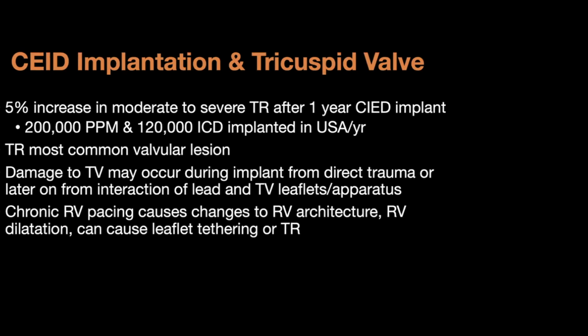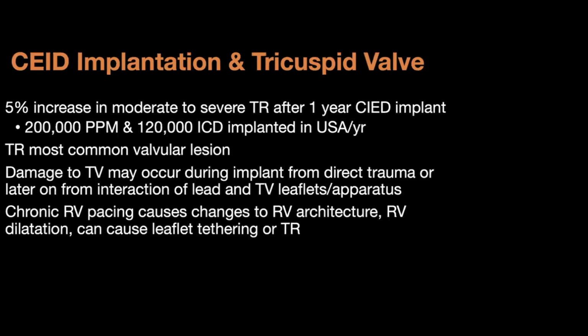So just to get into cardiac implant devices and the tricuspid valve. It's a 5% increase. So basically, for the number of pacemakers and ICDs that go in in the U.S., in the hundreds of thousands, we're seeing about a 5% increase in moderate to severe TR after 1 year of implant. For this number of devices, it's a very large number of patients. Besides that, about 80% of people have some form of TR, even if it's just trace or mild. So there's a large population with this.